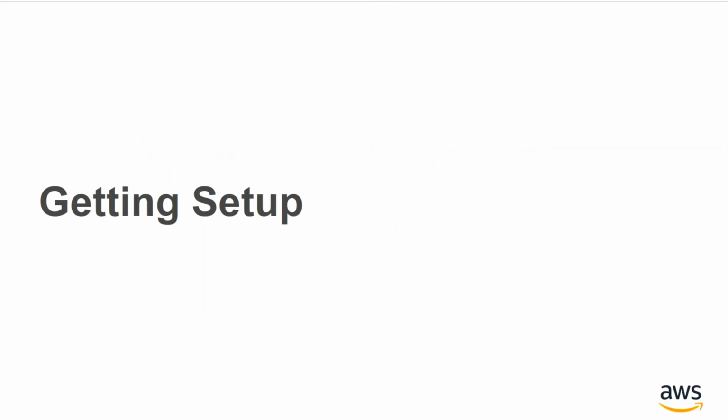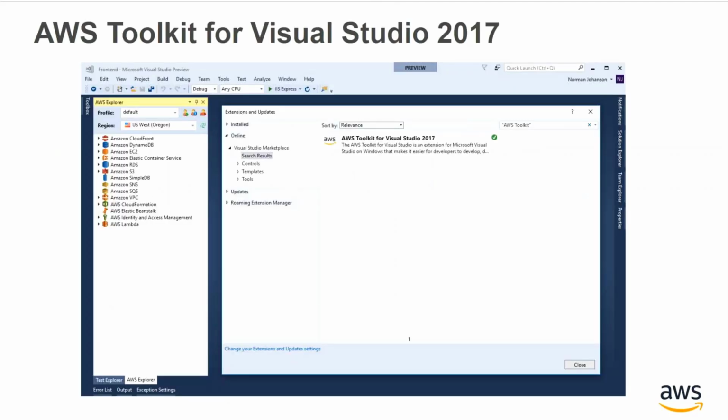Before we do that, we need to get our tools set up. The most important tool for Visual Studio users is to install the AWS Toolkit for Visual Studio 2017. You can do that by going up to the Tools and Extensions menu item, searching for AWS, and you'll find the AWS Toolkit. Click that to install. Once that's installed, in the AWS Explorer, you can import your AWS credentials to start developing for AWS right from there.